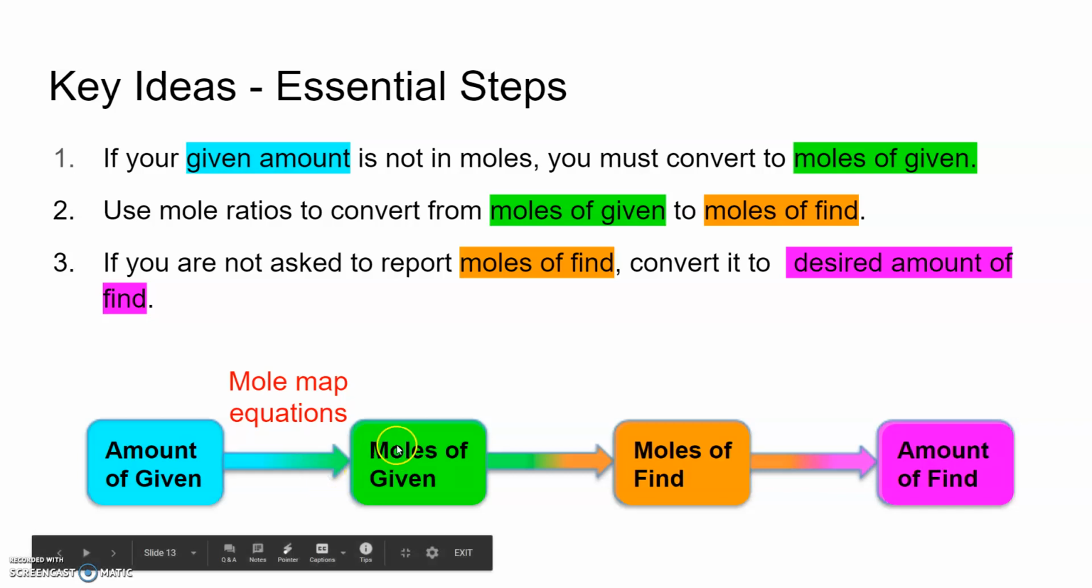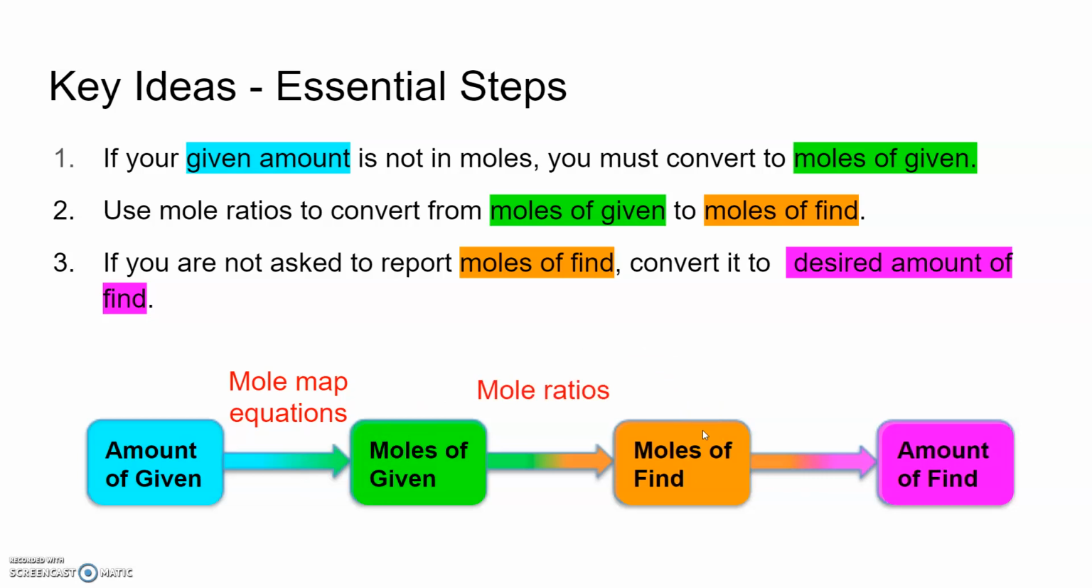Once you have your moles of given, when you're going from moles of given to moles of find, you're going to use your mole ratios, which is what you looked at in part 1 of the video, and then what you just did in your part 1 practice. Then from there, if you're going from moles of find to the amount of find, some other amount like grams or whatever, then you need to use a mole map equation again. So the process goes: some mole map equation, mole ratio, and then some mole map equation.